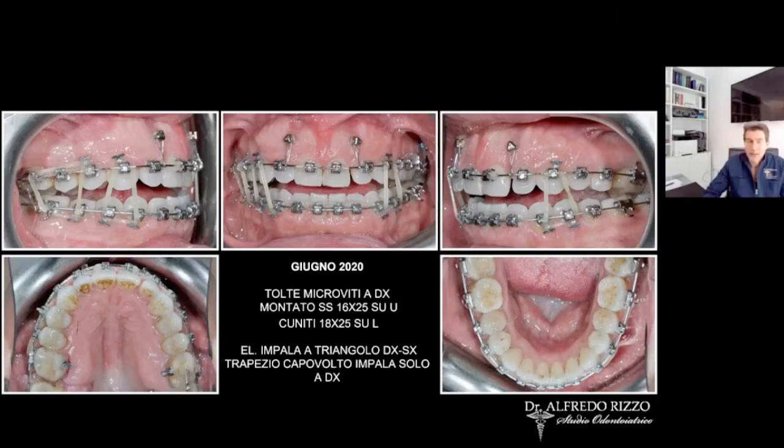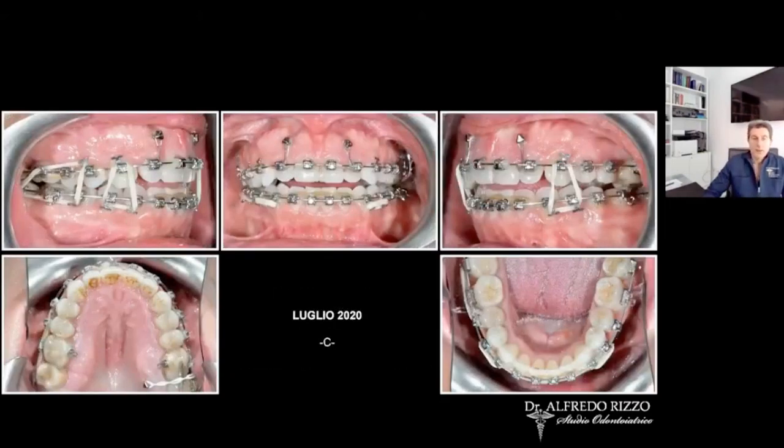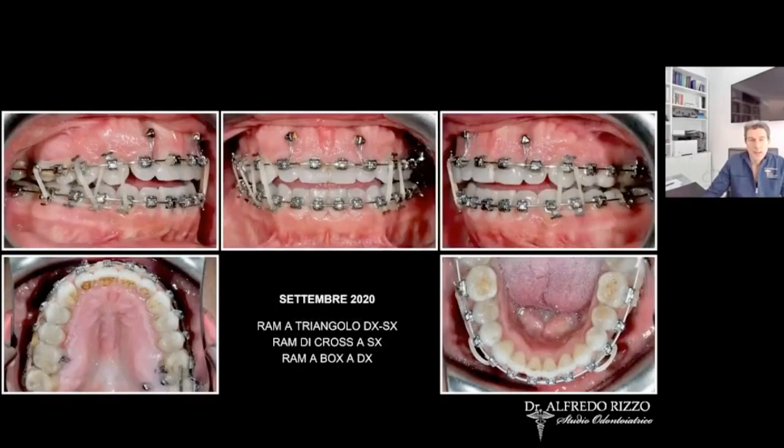We put the stainless steel arch wire in the upper to stabilize it, whereas on the lower we use copper night-eye 18/25 arch wire, so the work will be completed with the use of the force of the elastics. By July 2020, we already see good contact. Then we continue to improve the bite by using ram, crossbite in triangle and box.